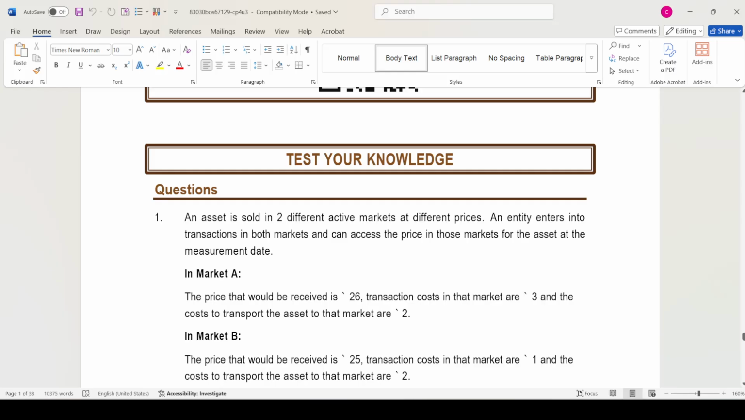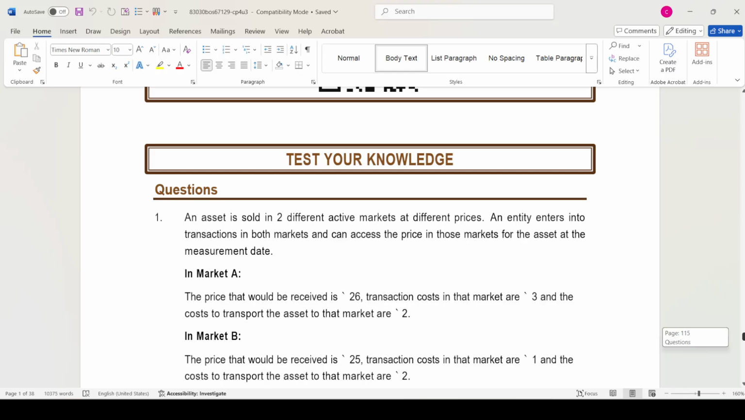If the entity sells the asset in market A, the price is 26, transaction cost is 3 and transportation cost is 2. If the entity sells the asset in market B, the price is 25, transaction cost is 1, and transportation cost is 2.